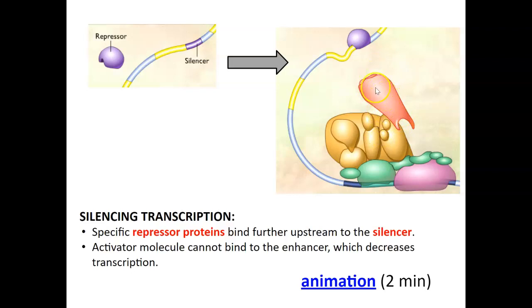Normally, the activator would bind to one of these enhancer sequences, but when the repressor is bound to the silencer, it prevents that. So now we don't get the loop, we don't get the full transcription complex, this gene is off. So we're going to now watch an animation that will show both processes. It will show enhancing and silencing transcription.